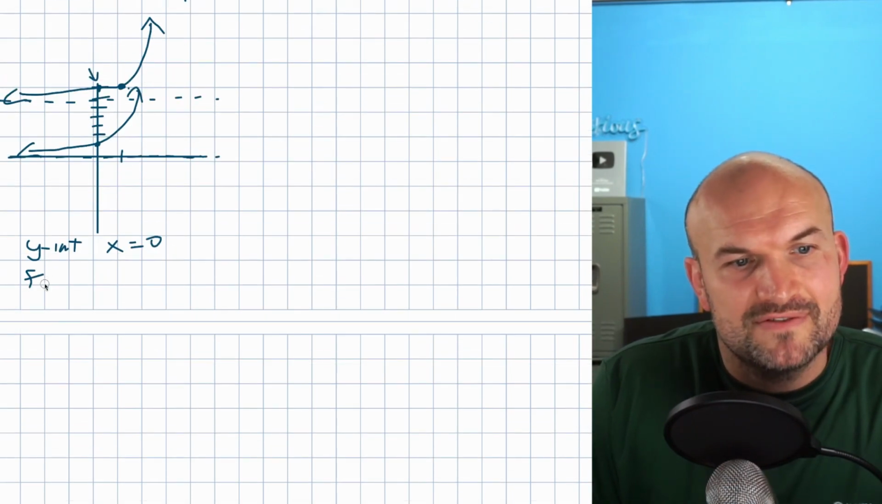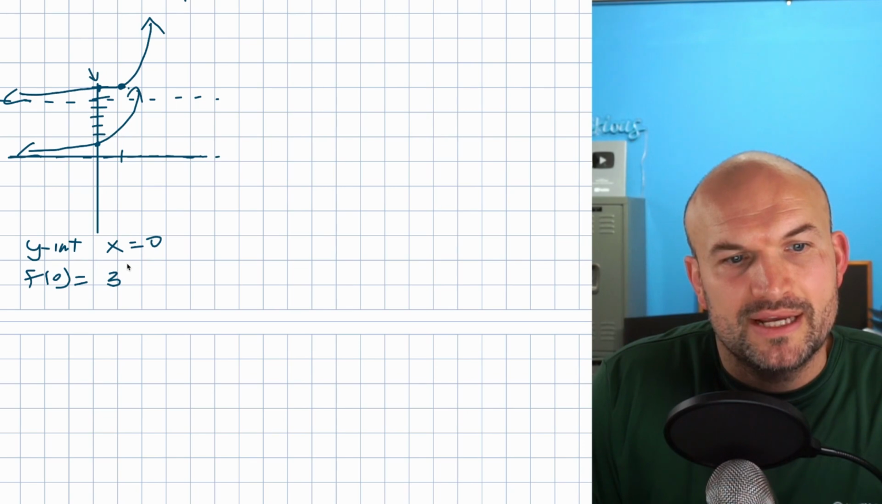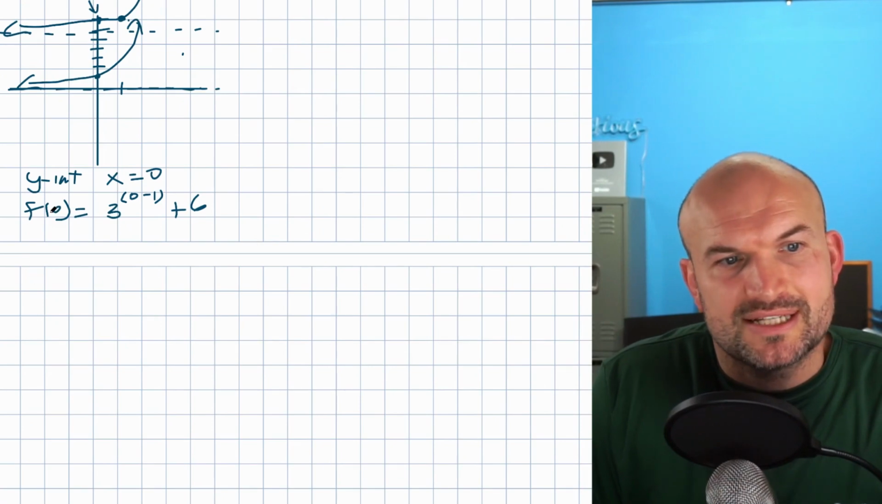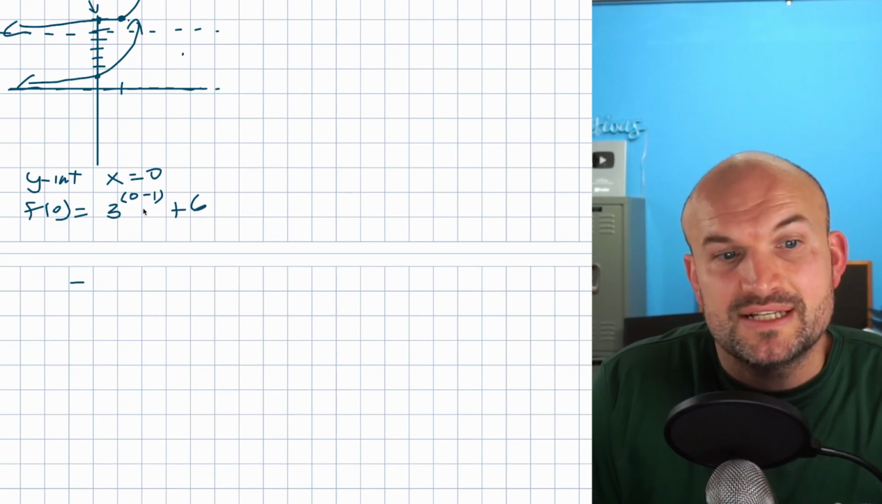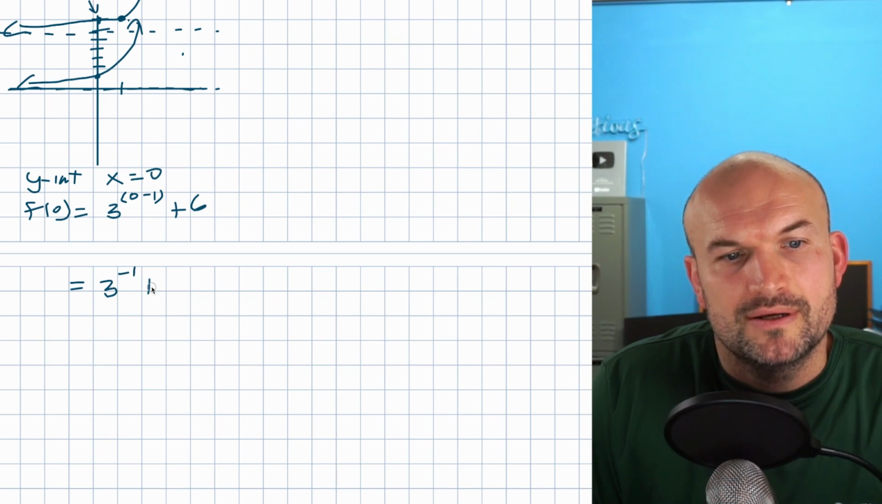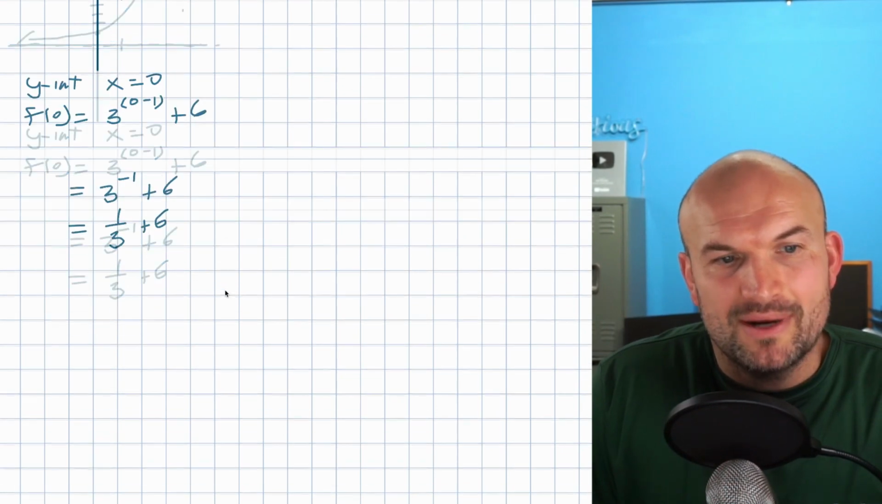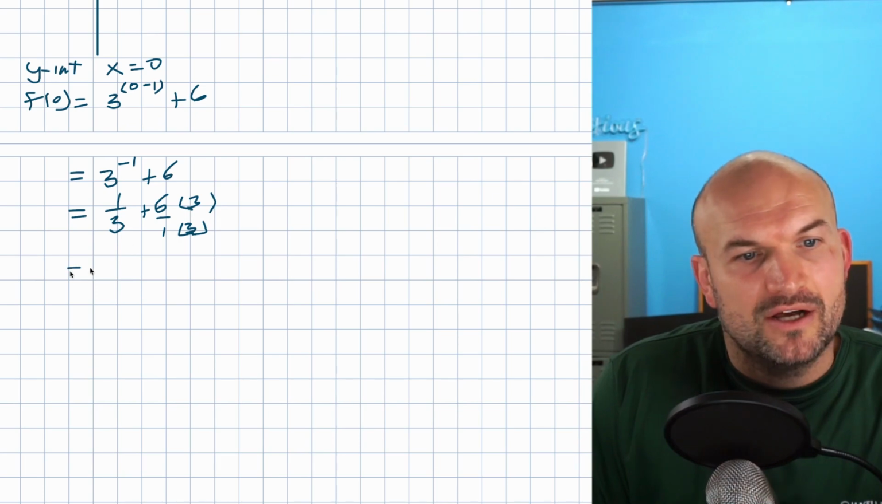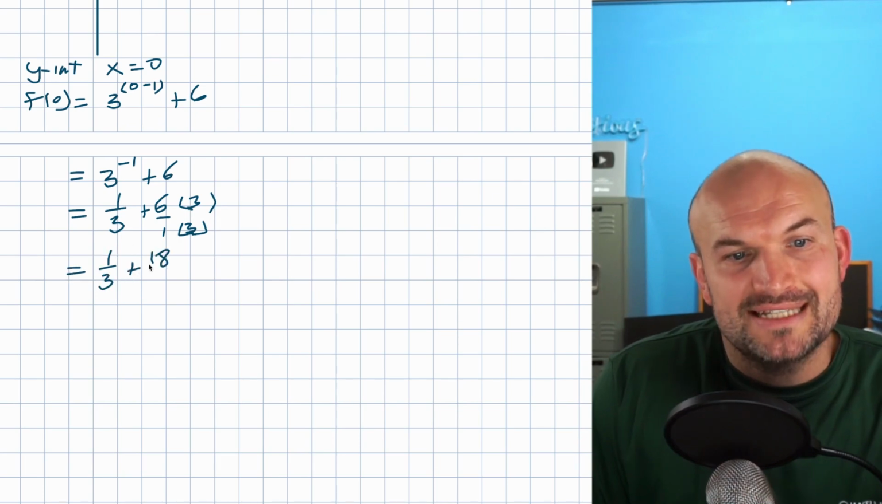So if I have f of 0 is equal to 3 to the 0 minus 1, and then plus 6. All right, so let's see what this is going to be equal to. Therefore, I have 3 to the negative 1 plus 6. So that's going to be 1/3 plus 6. And then again, if I want to get a common denominator, just remember that 6 is going to be over 1. So then I can multiply by 3 over 3. And then I'll have 1/3 plus 18/3, which equals 19/3.